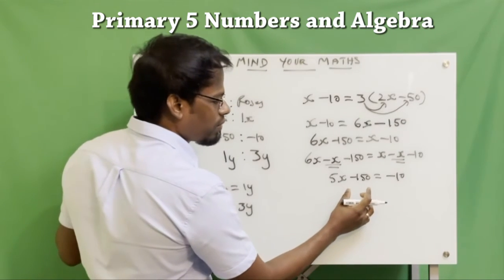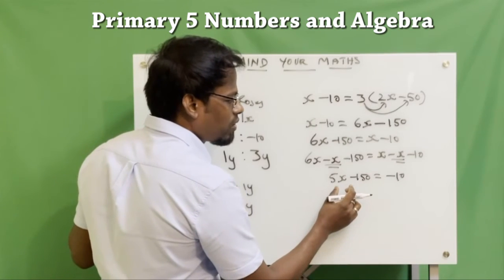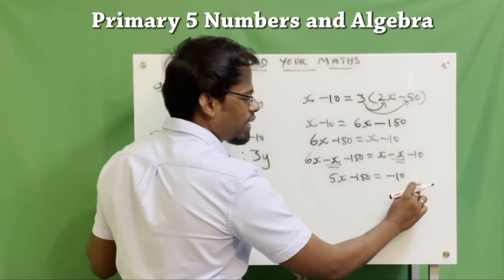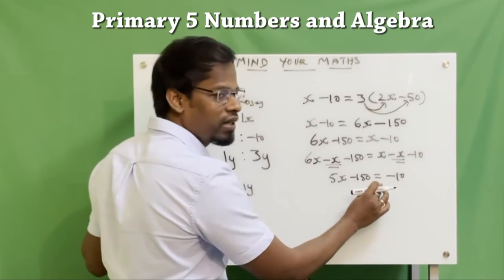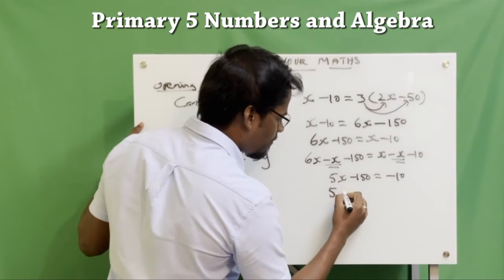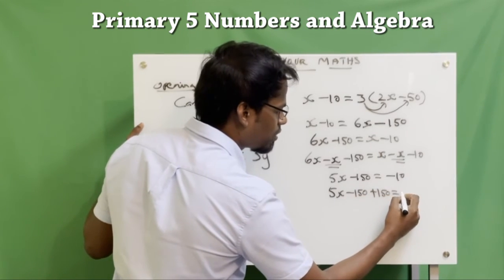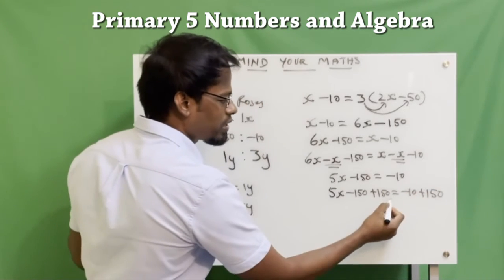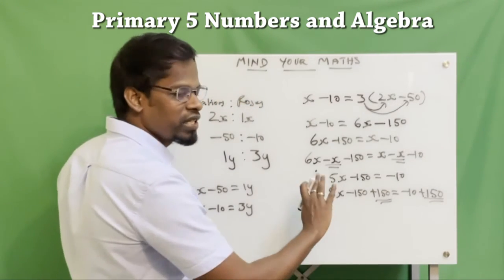So now you see, this side 5x minus 150 equals minus 10. So we can add 150. If we add 150 this side and 150 that side, still the equation remains as it is. The equality is still maintained, right? Which means 5x minus 150 plus 150 equals minus 10 plus 150, right? Because we are just adding 150 to both sides, the equation is unchanged.